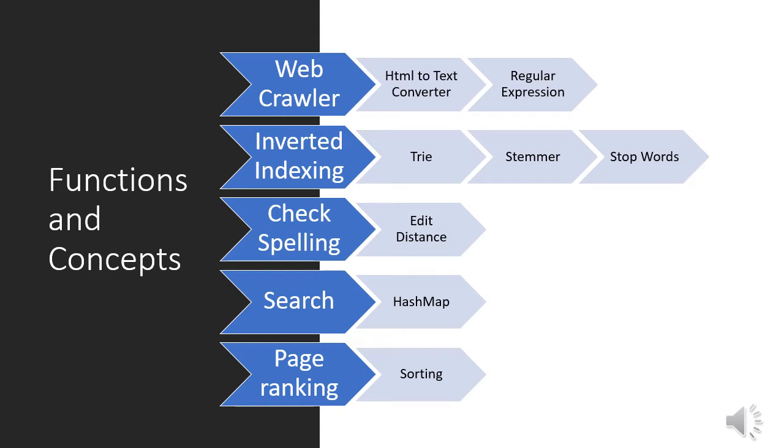Let's talk about the first functionality of the search engine, that is the web crawler. The two concepts used here are the HTML to text converter and the regular expression. A crawler is the heart of the search engine. The process of the search engine starts with a crawler. The goal of such a crawler is to learn what every web page on the web is about so that the information can be retrieved when it's needed.